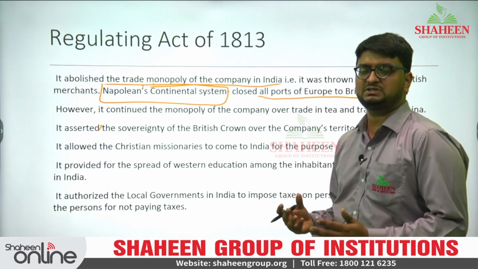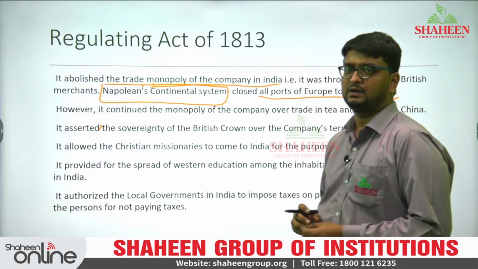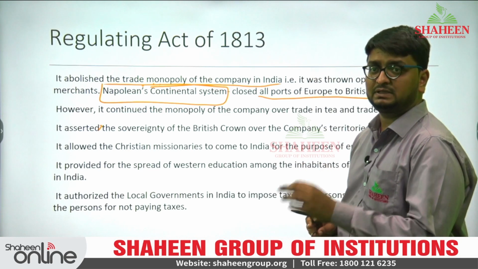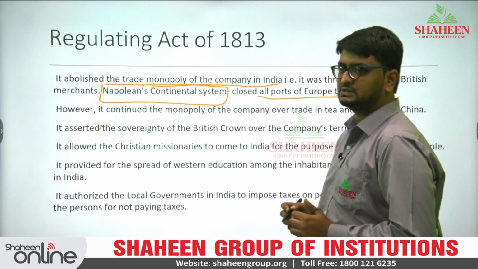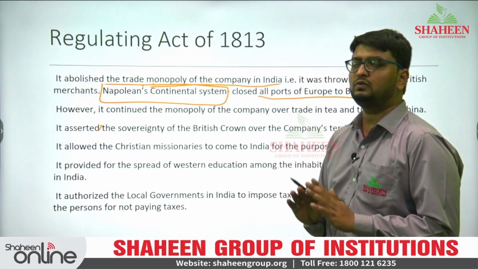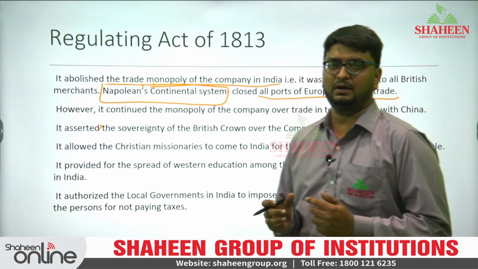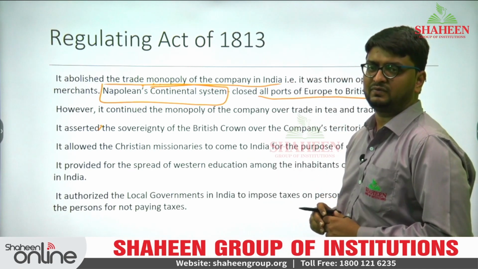They cannot just run the show with the trade monopoly given to the East India Company. Now they wanted each and every British person who is a subject, who is there in India, to do trade. So Napoleon's Continental System, which was to close all the ports of Europe for British trade, affected the income of the British government.